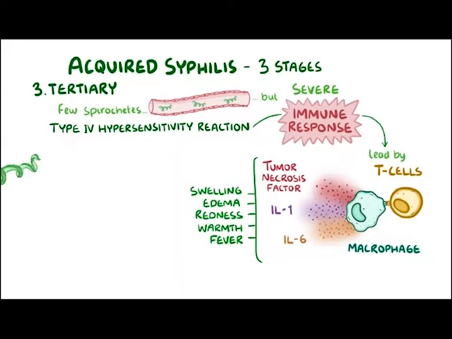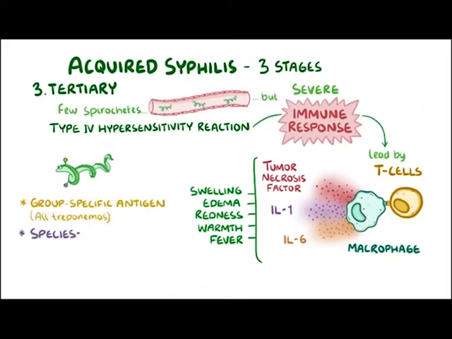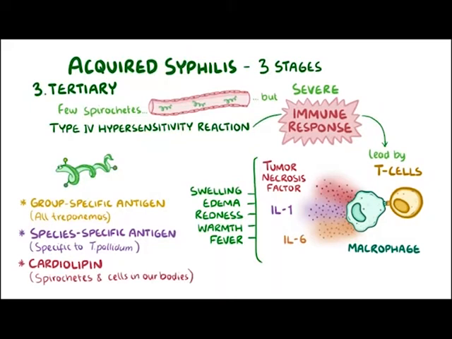T. pallidum has three main antigens. These include group-specific antigen, which is present on all treponemas, species-specific antigen, which is specific to T. pallidum, and cardiolipin, which is a lipid antigen, which interestingly is present within the spirochetes as well as cells in our body. Now, plasma cells like to get themselves involved in the immune reaction by producing antibodies against these antigens.